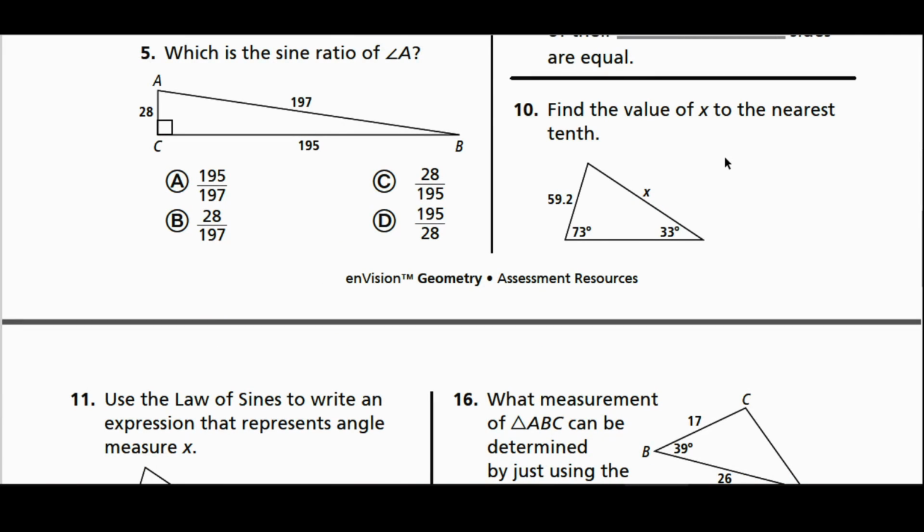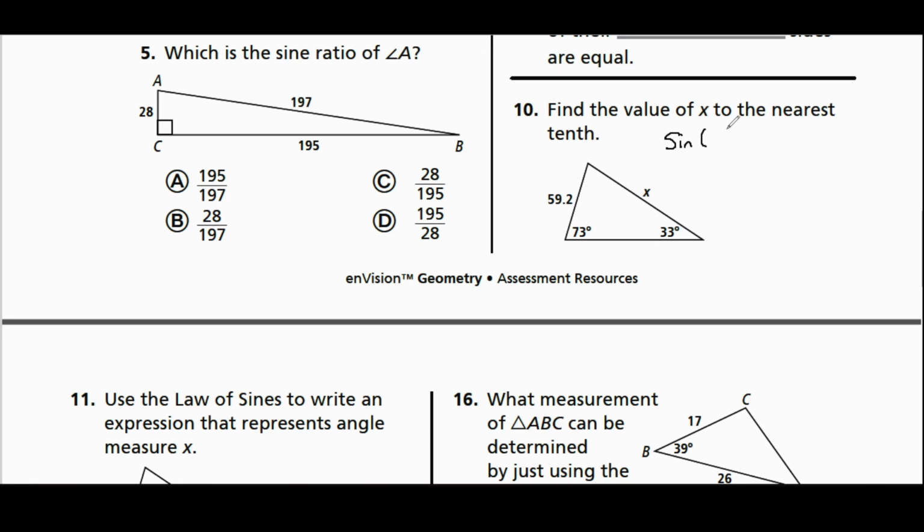All right, we are skipping number 9. It's just a vocabulary question, and we'll do vocab later on. So right here it says find the value of x to the nearest tenth. So I'm going to look at what I have. Well, I have an angle and its opposite side that are known, and I have an angle and an unknown side. This tells me right away, go with the law of sines.